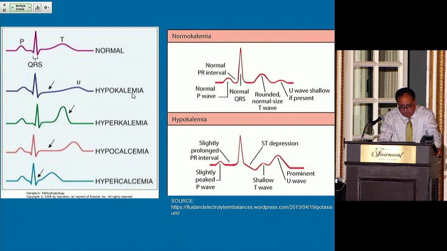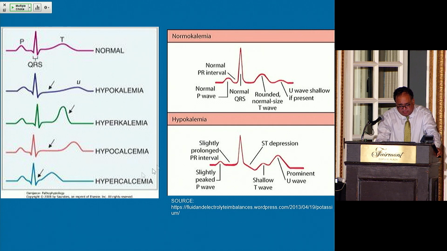Hypokalemia, you see the U wave here. There are more subtle changes. You might get a little bit of ST depression in patients with hypokalemia, in addition to the U wave. And the U wave is associated usually with a shallow T wave, and that's why you don't think of this as being hyperkalemia, where you see these really pinched-bottom T waves.